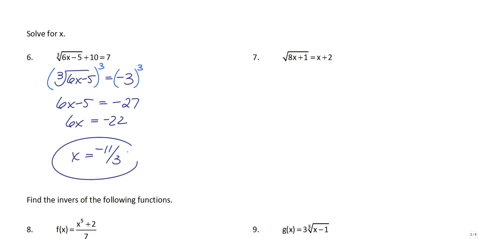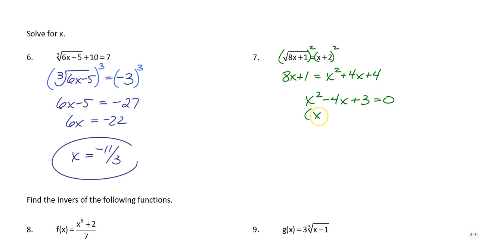Done. The next example is just a little bit trickier because we're already squaring to get rid of our square root. So we have 8x plus 1, but that's equal to, you must FOIL that. x plus 2 times x plus 2 is not x squared plus 4, it's x squared plus 4x plus 4. So make sure you FOIL. Get everything over on one side, and you'll have x squared minus 4x plus 3 equals 0. Factor, and you get an x minus 3 and an x minus 1. That's going to give us x is equal to 3 and a positive 1.